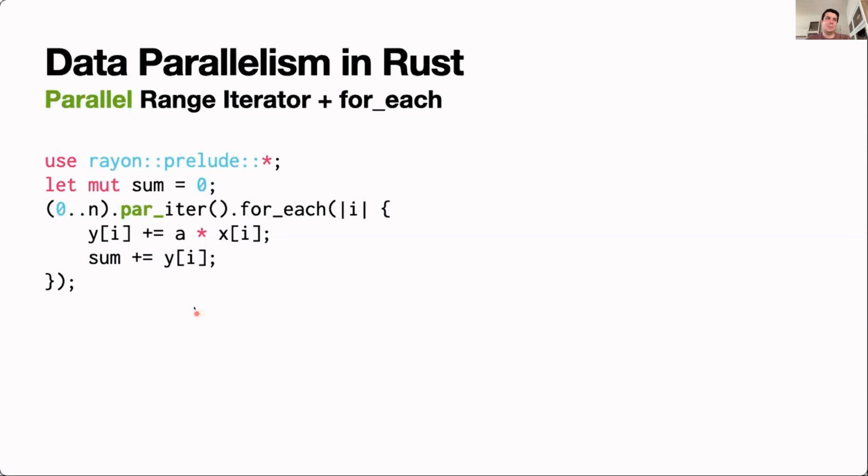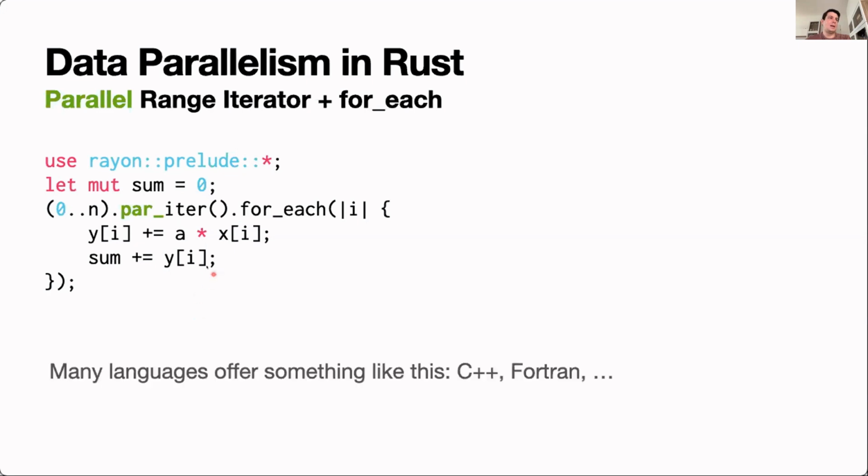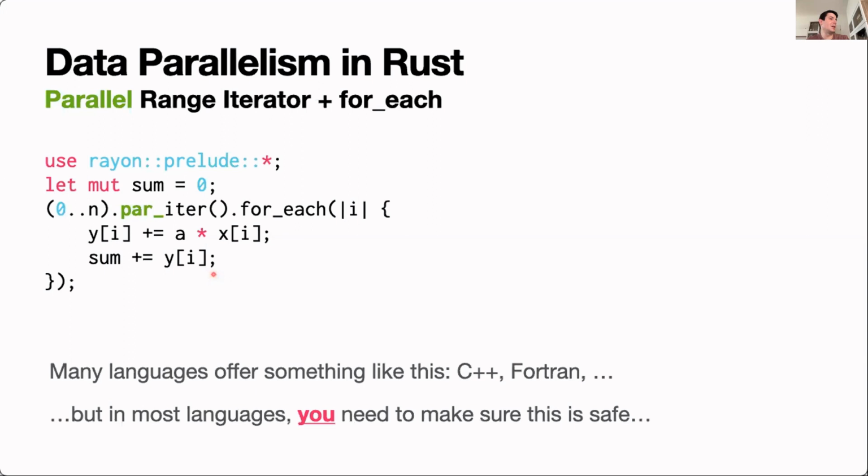But many languages offer something like this, like C++ and Fortran, the international standards all have some form of parallelism in it, and we will see a little bit about that later. But in most languages, you need to make sure that the parallel code you have just written is actually safe. In this case, the main question is: is it safe? Have we made any mistakes by changing our sequential iterator into a parallel one?